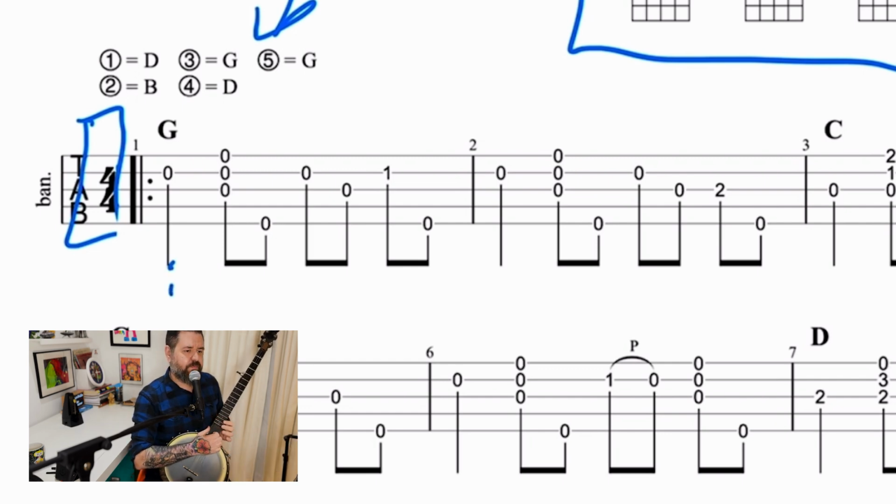Next, on that 2, we've got 3 notes. So that's going to be our brush stroke. So I'll write a little B here.